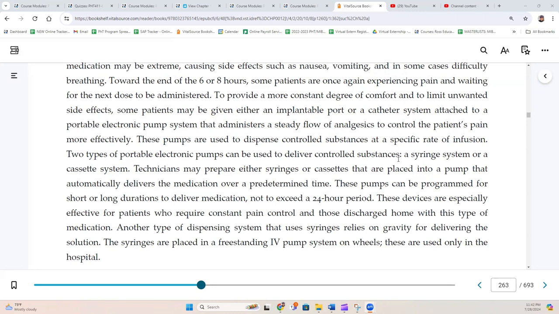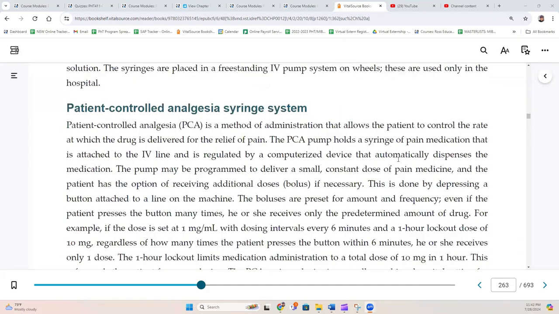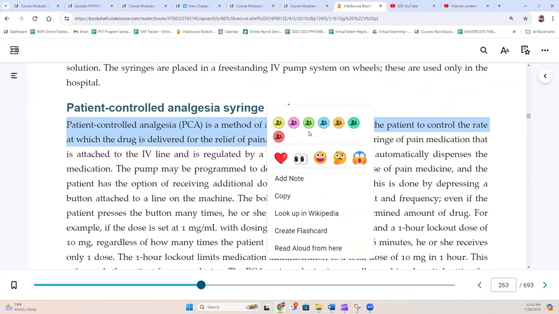Another type of dispensing system that uses syringes relies on gravity for delivering the solution. The syringes are placed in a freestanding IV pump system on wheels. These are used only in the hospital. Patient-controlled analgesia is a method of administration that allows the patient to control the rate at which the drug is delivered for the relief of pain.